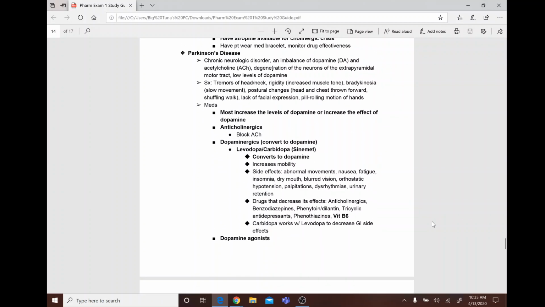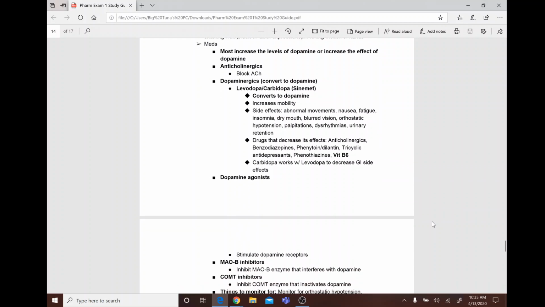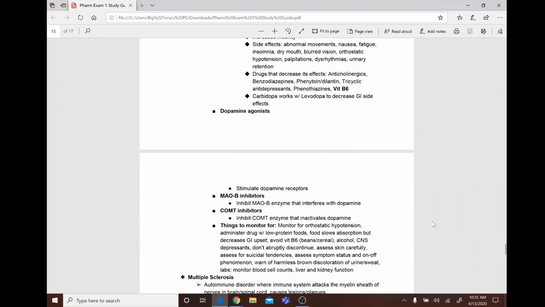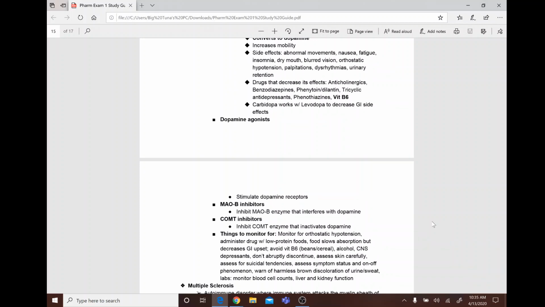You can read this if you want. They both increase effects of, okay. And this too. Brown discoloration of urine and sweat is normal apparently.